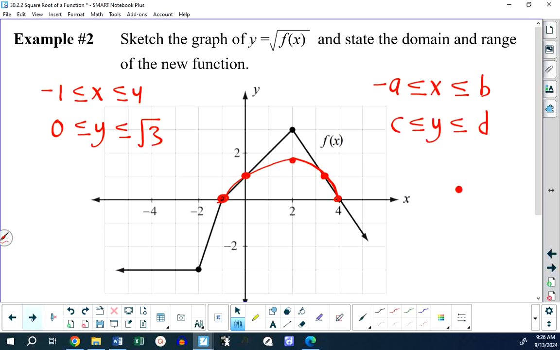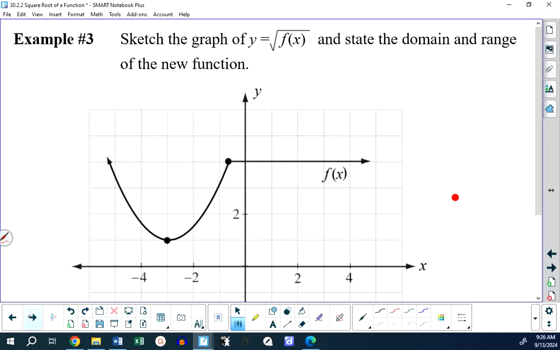That's it. Any questions with that example? Final one, sketch the graph of this and state the domain and range. Well, the domain will be x as any real number.